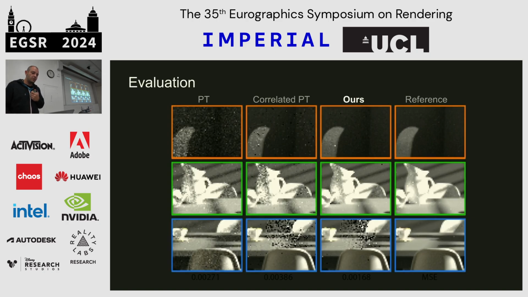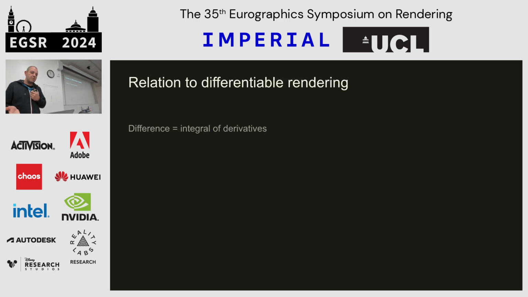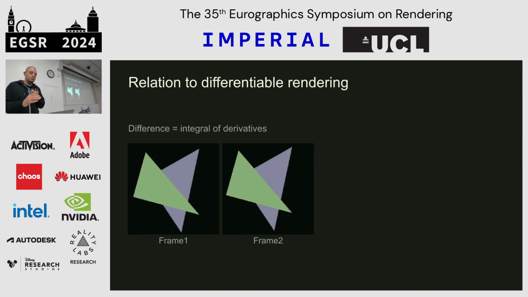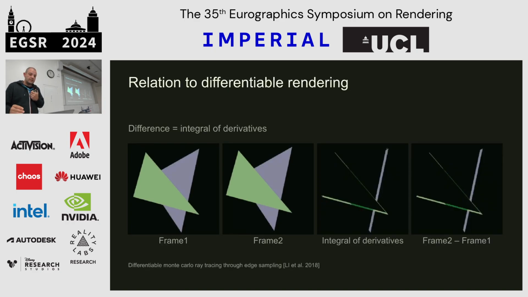Interestingly, differentiable rendering could benefit too from such techniques, because you may have guessed there's a strong connection between our method and differentiable rendering. This is simply because our finite difference image can be thought of as an integral over motion derivatives along time. So here is an example where 2 triangles move from one frame to the next, and I'm showing the difference images. The left one is computed by integrating different derivative images over time, and the right one is simply subtracting frame 1 from frame 2. Here we've used edge sampling to compute these derivative images, and then we simply integrate.